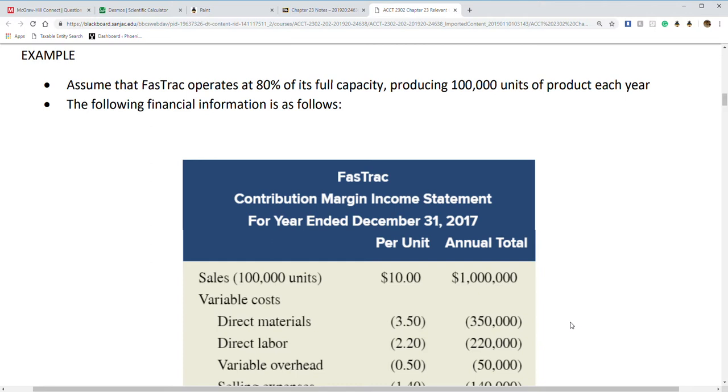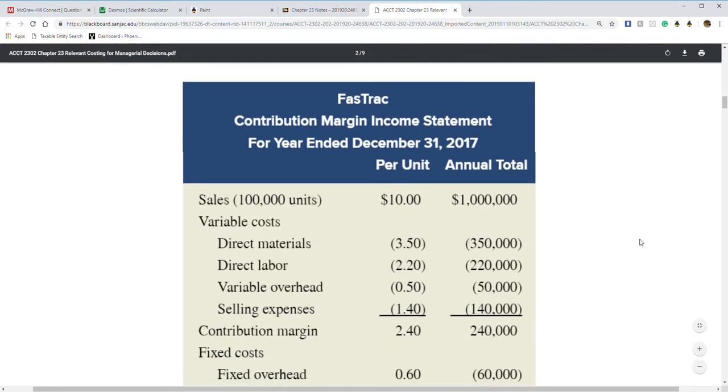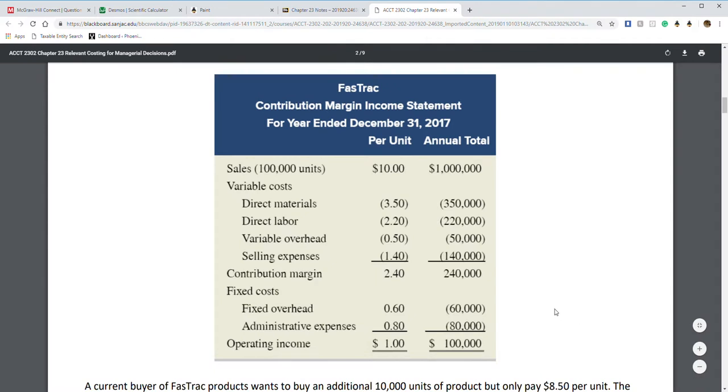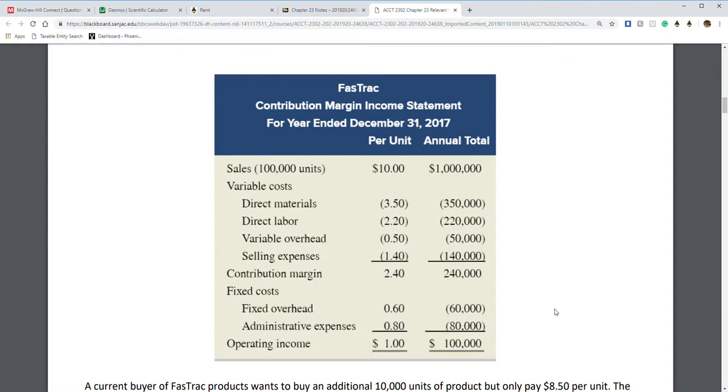So, we have our contribution margin statement. I'm going to zoom out so you can see the whole thing. And this shows us at this capacity of 100,000 units. They're selling them for $10 each to make $1 million. And they have their variable cost. They have their fixed cost. And they have whatever operating income. So really, on a per unit base, they make $1 of profit. It doesn't seem a lot, but hey, it's profit.